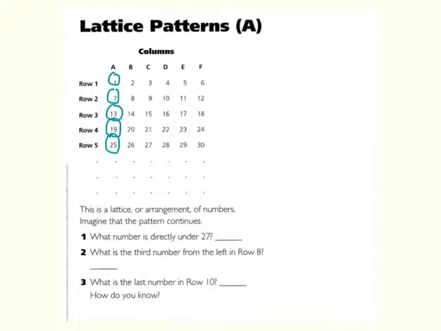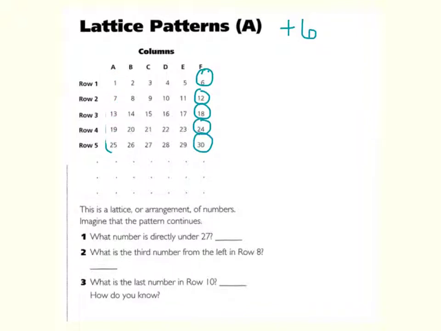Let's check and make sure that works for column F as well. 6 plus 6 is 12. 12 plus 6 is 18. 18 plus 6 is 24. 24 plus 6 is 30. So indeed, we can think of our rule going down the columns as plus 6.